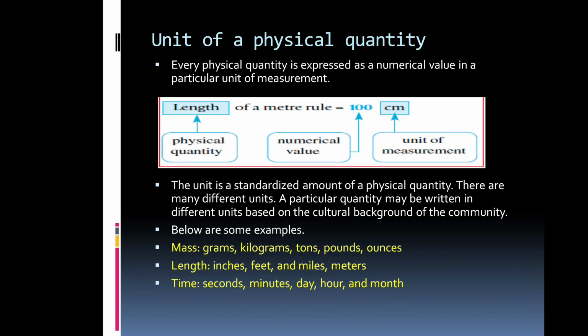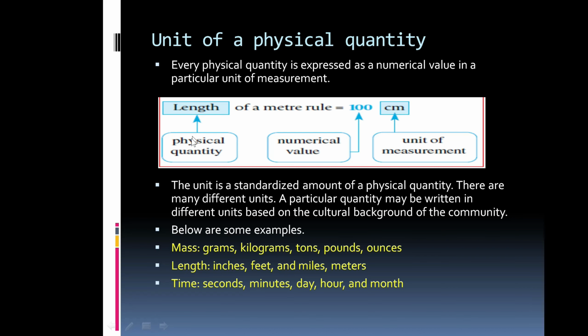Now this is also part of this topic: unit of a physical quantity. This is very important, and I need your complete attention toward the lecture. Every physical quantity is expressed as a numerical value in a particular unit of measurement. So every physical quantity is expressed as a numerical value and a unit of measurement. There are two main parts of a physical quantity. For example, the length of a meter rule is equal to 100 centimeters.